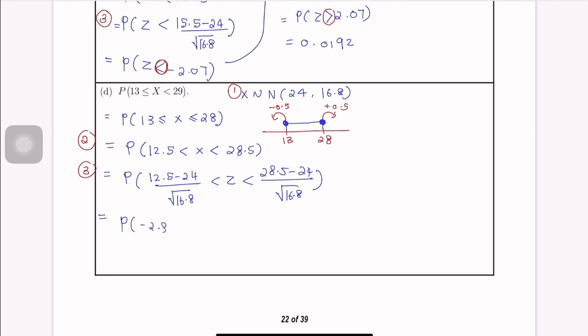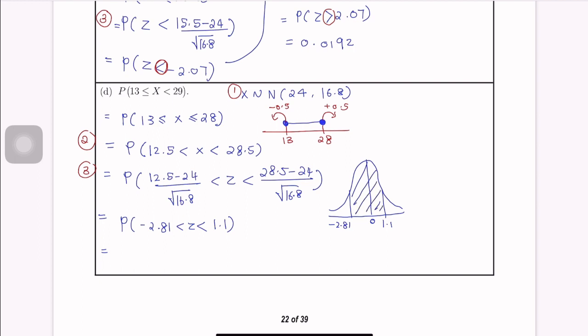negative 2.81 and 1.1. Okay, so again, if you're not sure, just draw the bell-shaped curve. Okay, so this is our bell-shaped curve. Sorry, I changed it to blue. I think I like blue better. So this one is our bell shape. So we have negative 2.8. Again, this one is 0, so negative 2.8 somewhere here, the negative part, and the positive part 1.1.